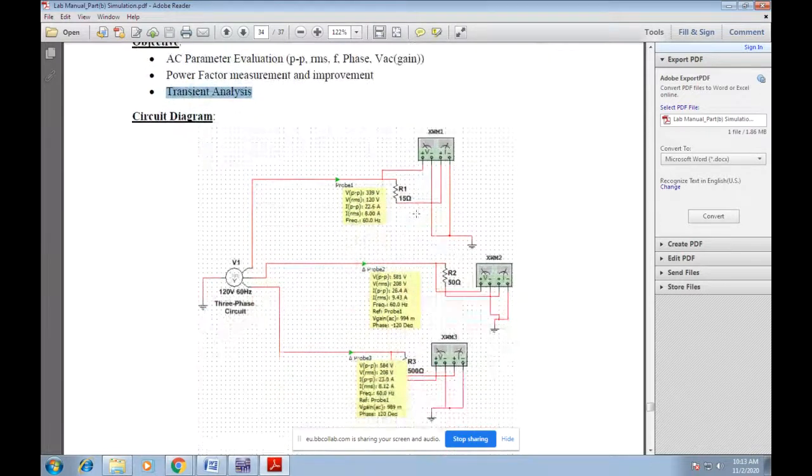So you can see from the circuit diagram, we will use a three-phase, Y connected input. There are three resistors, R1, R2, and R3. Here we will use power measurement. Using this power measurement, you can determine the power as well as the power factor. We are also supposed to use three probes: probe 1, probe 2, probe 3.